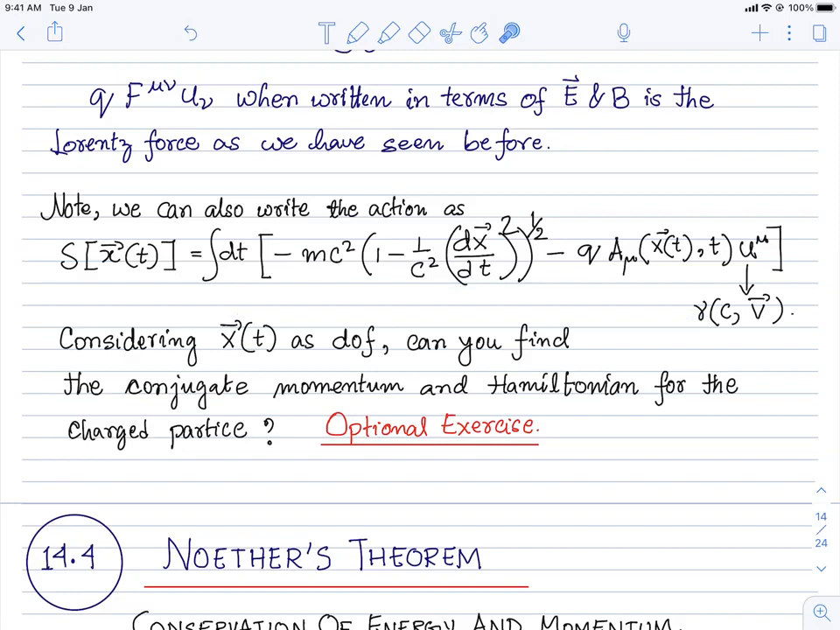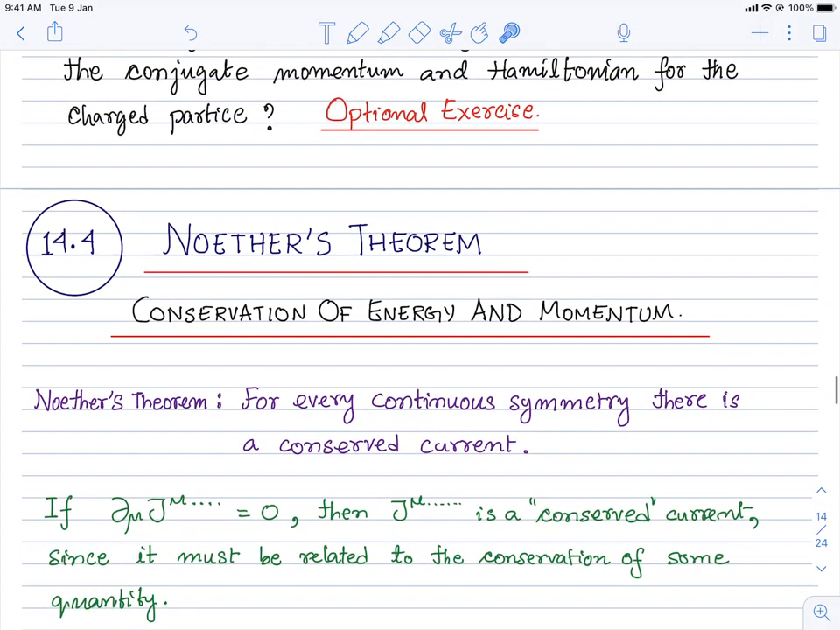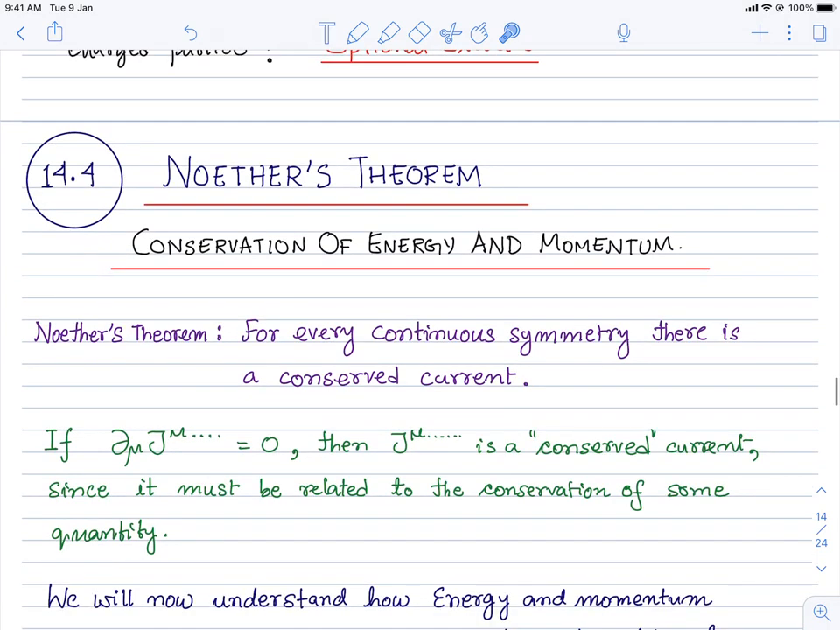Again, there are some quantum considerations. But essentially, this will be a super useful classical exercise, to consider the corresponding Hamiltonian and the momentum. Okay, very good. So now, for the last topic for this video, this is Noether's theorem.